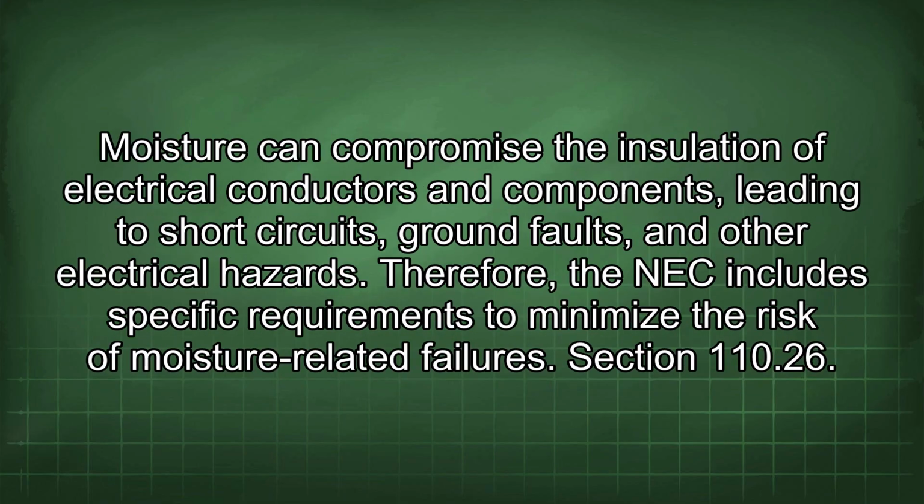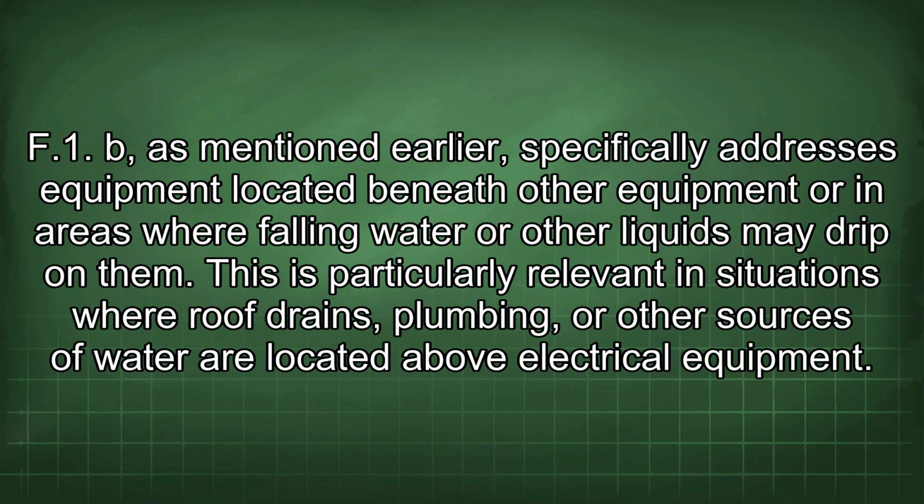Moisture can compromise the insulation of electrical conductors and components, leading to short circuits, ground faults, and other electrical hazards. Therefore, the NEC includes specific requirements to minimize the risk of moisture-related failures. Section 110.26 F1 B, as mentioned earlier, specifically addresses equipment located beneath other equipment or in areas where falling water or other liquids may drip on them.